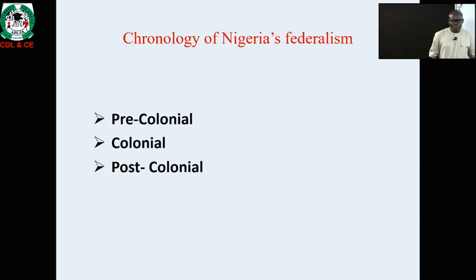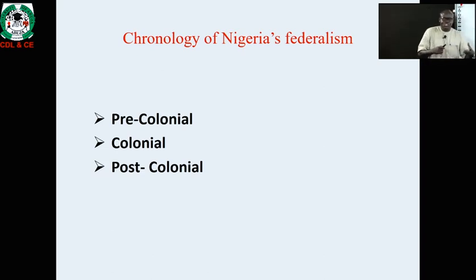In the pre-colonial time, the colonial and the post-colonial. In the pre-colonial time, the history of Nigerian federalism was actually characterized with tension. This is because of the exploitation that took place, the slavery, the exploitation of both material and human resources, not only in Nigeria, but in Africa and the generality of the Third World.